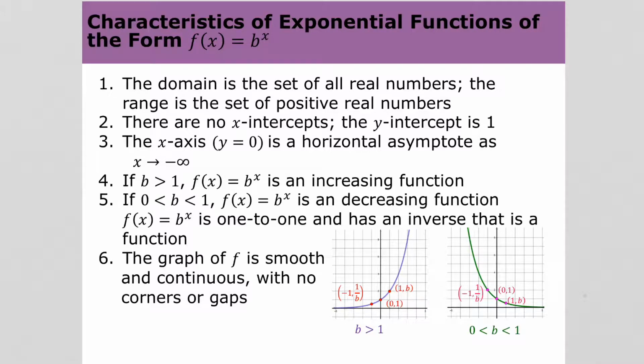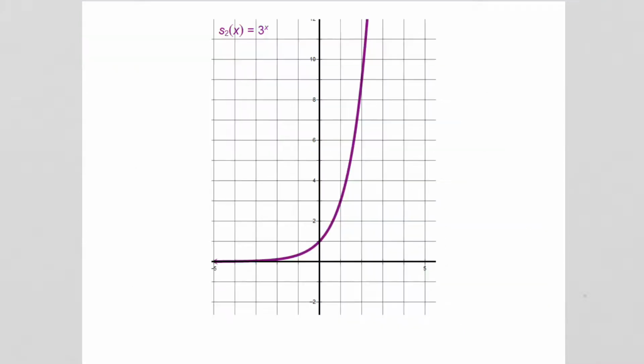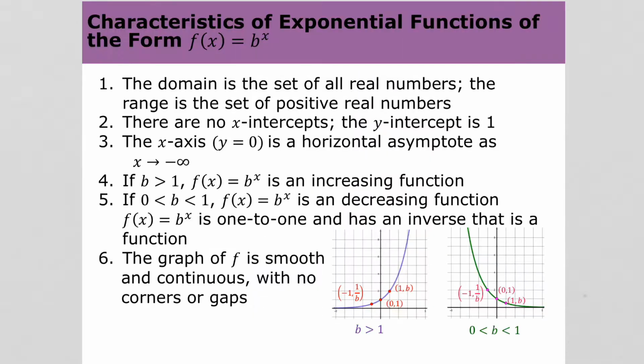For an exponential function, the domain is the set of all real numbers. It continues to the left forever and to the right. There's no x-intercepts if you've just got y equals 3 to the x or y equals 2 to the x, if you're not negative or have a different y-intercept or something like that. The x-axis is a horizontal asymptote. So like y equals 3 to the x, you could see that the x-axis is a horizontal asymptote.